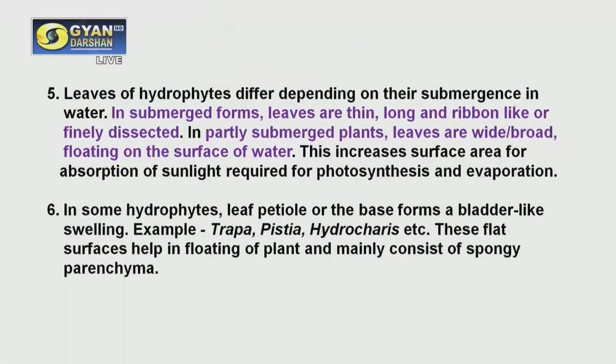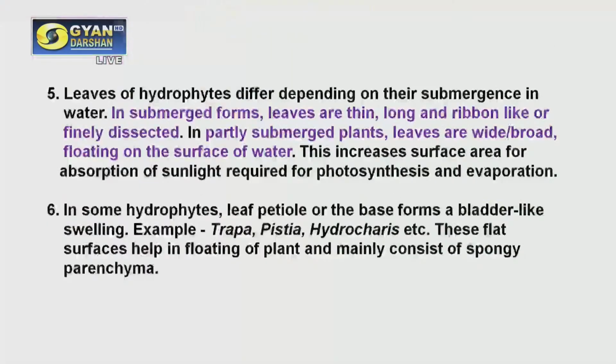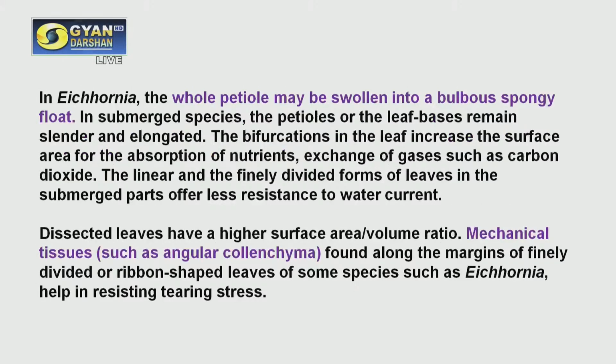Leaf petiole or the leaf base also forms a bladder-like swelling, particularly for those which have floating leaves. They have a long petiole with a bladder-like swelling consisting of spongy parenchyma. So these help in the floating of the plant. In Eichhornia, like water hyacinth, the whole petiole may be swollen into a bulbous spongy float. In submerged species, the petioles or the leaf bases remain slender and elongated.